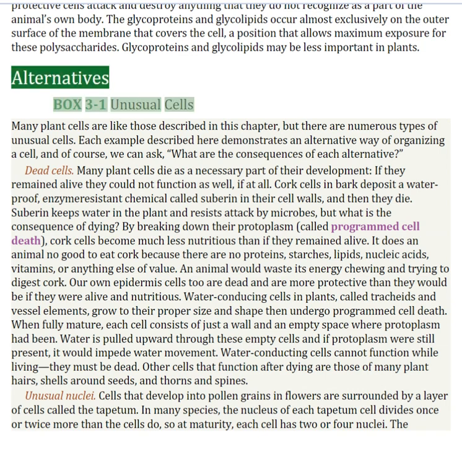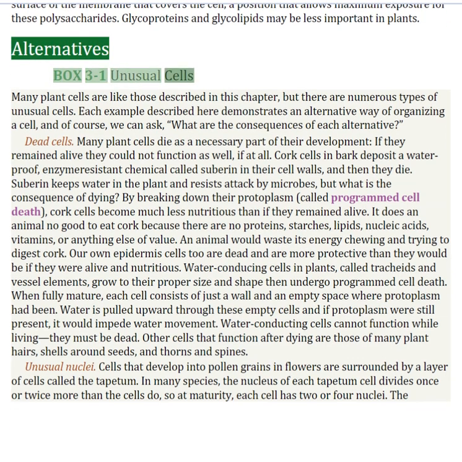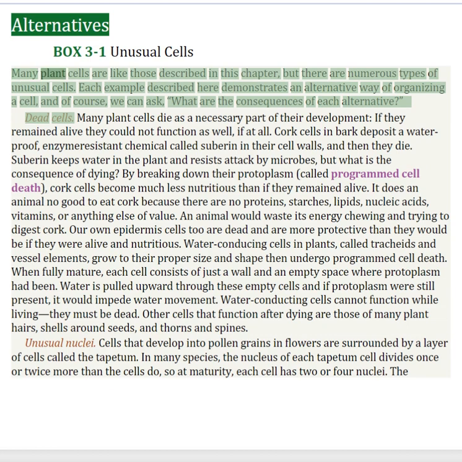Alternatives. Box 3-1: Unusual cells. Many plant cells are like those described in this chapter, but there are numerous types of unusual cells. Each example described here demonstrates an alternative way of organizing a cell, and of course, we can ask, what are the consequences of each alternative? Dead cells.